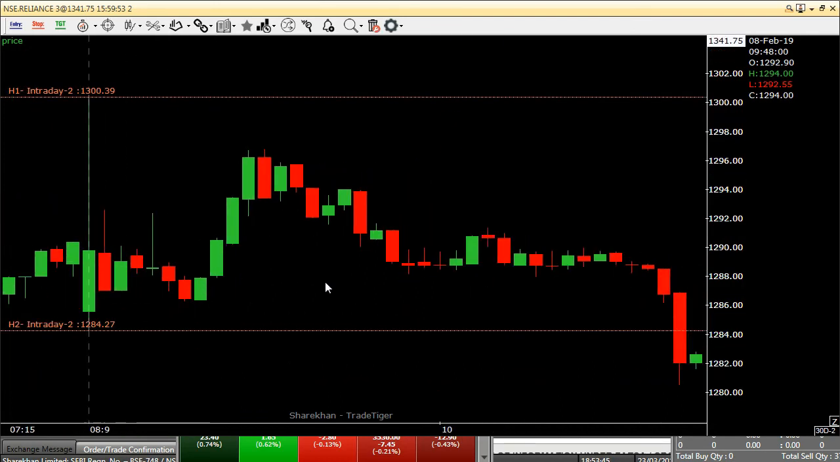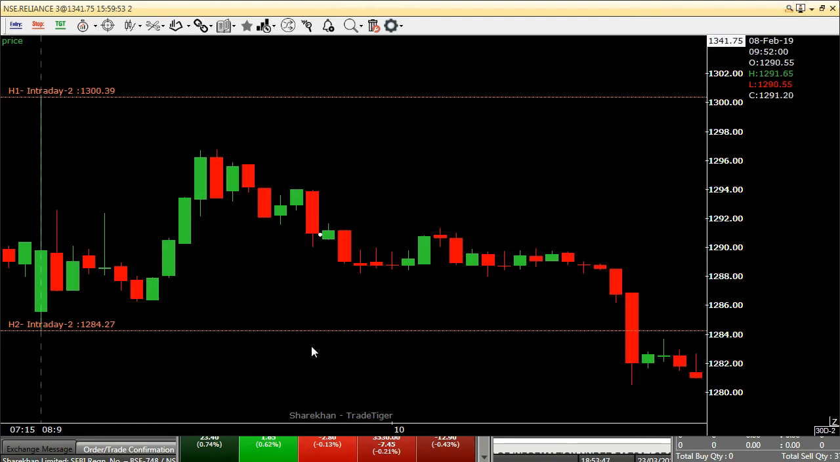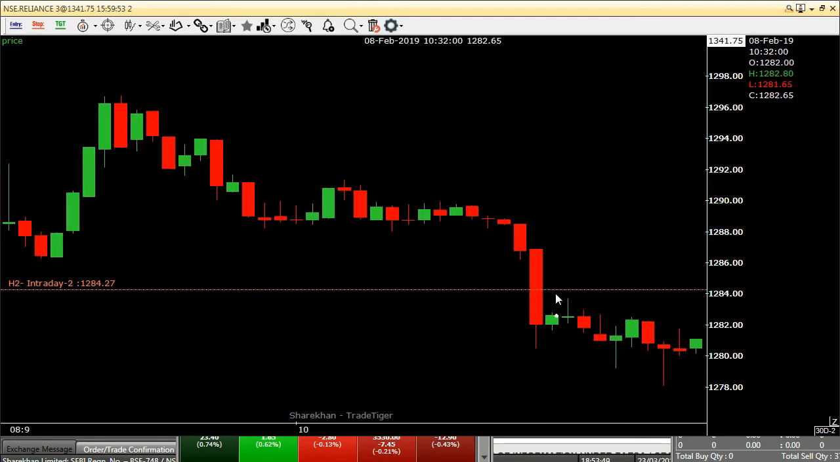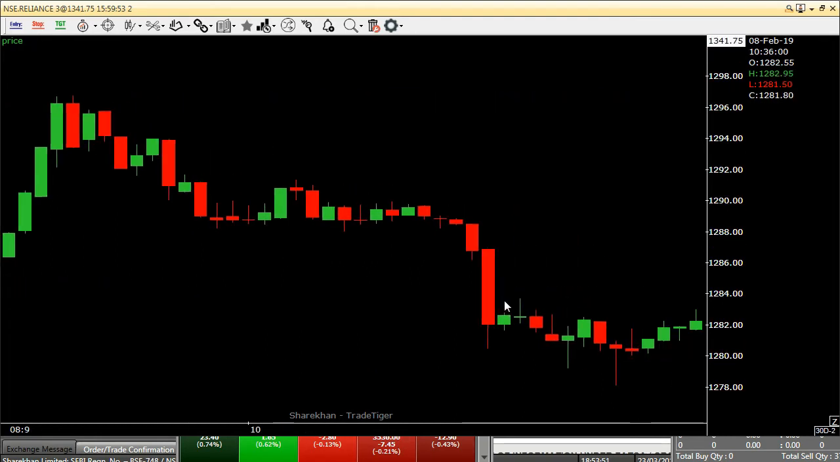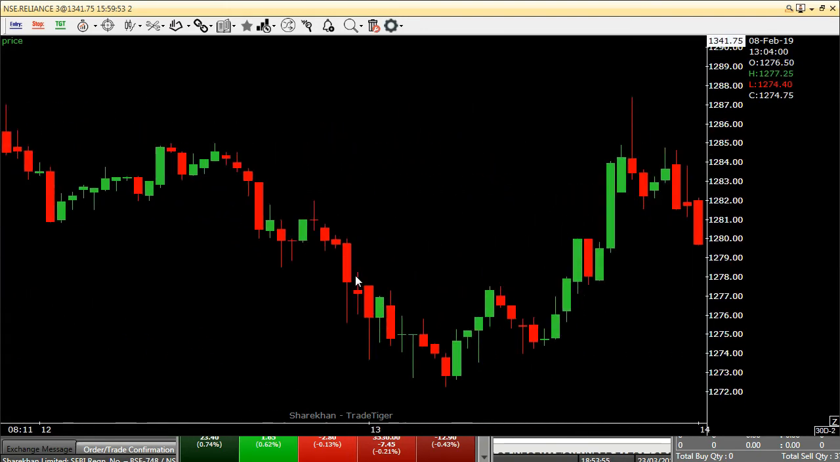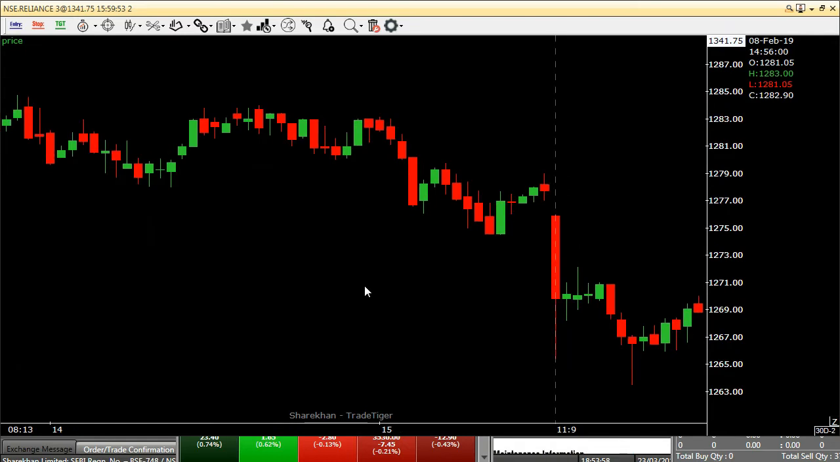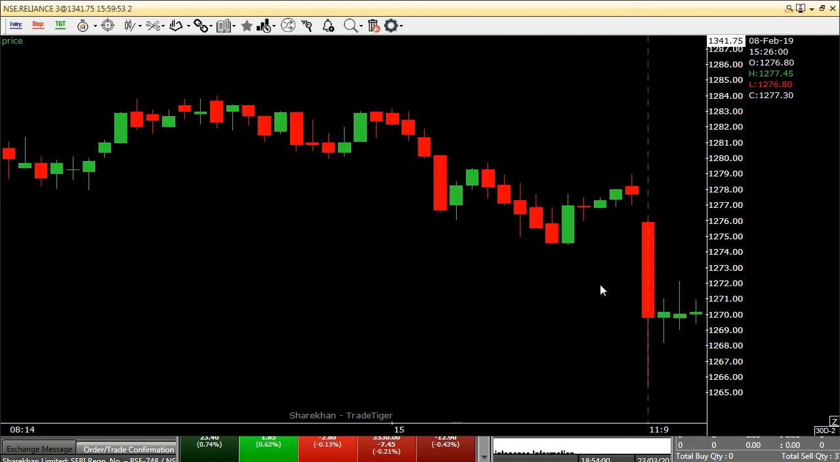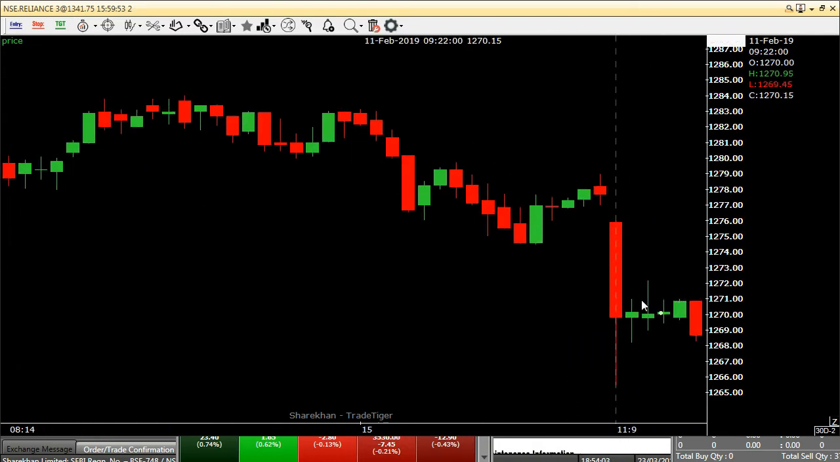Can you see? When this level is broken, the market is moving down. So don't go for a trade at that time. The next day we are opening, waiting for the next day. This is the next day, and we are getting a signal.